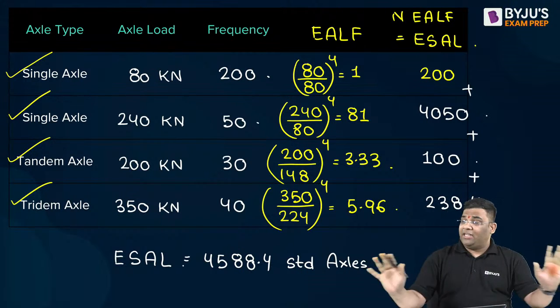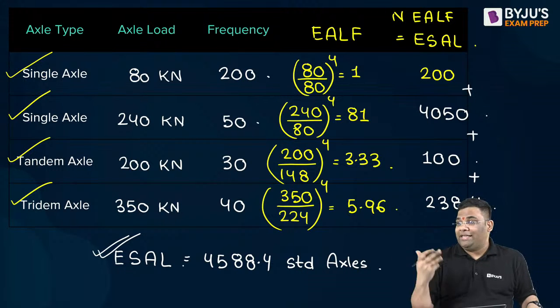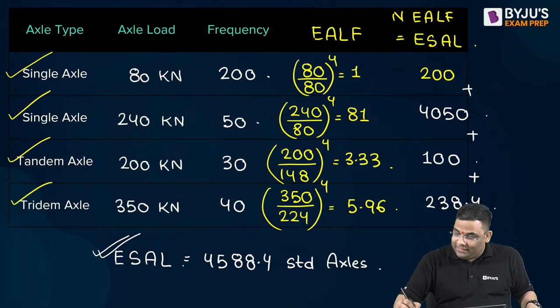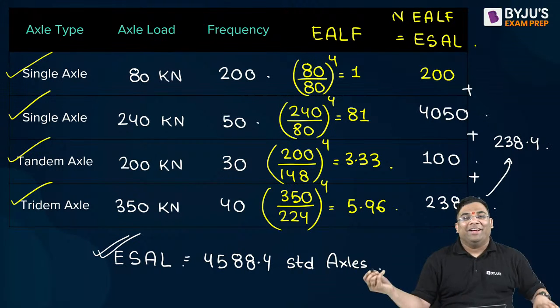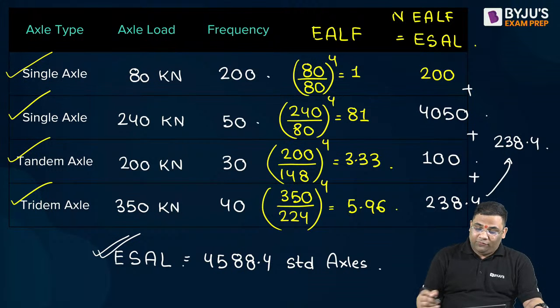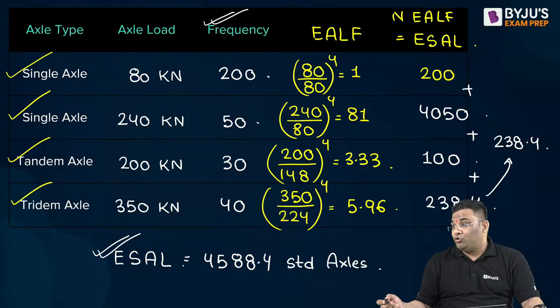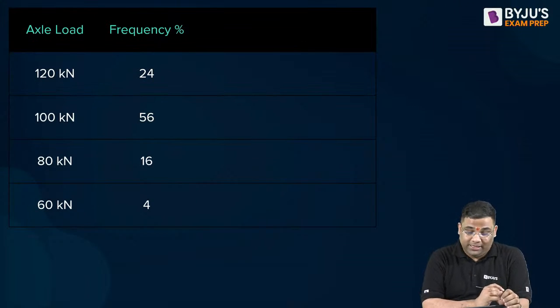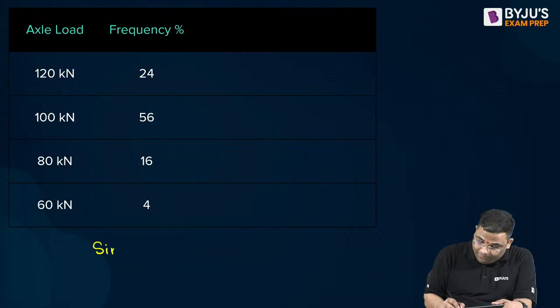That means any such data I give, you can easily find out the ESAL. Now, here the frequencies were given. Sometimes they will give the frequency in percentage, something like this. They have given the axle load, and suppose all of them are single axle loads.